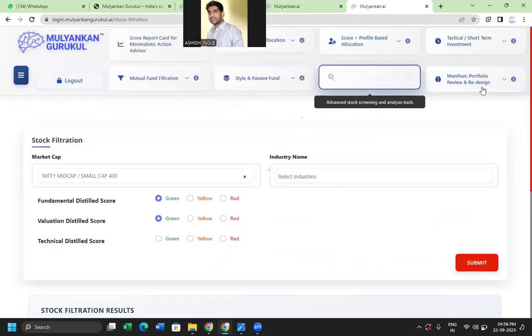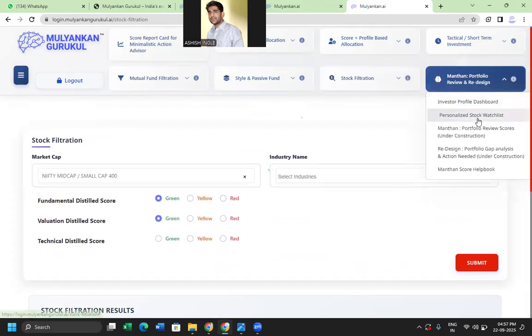Going forward, we are coming with a dashboard for a personalized stock watch list. Here you can have your own personalized watch list of, let's say, 10 or 15 stocks, and you will get all the remarks for your own watch list rather than all the Nifty 750 stocks. So very soon we are bringing this. This entire tab is under construction. Is that clear, sir?